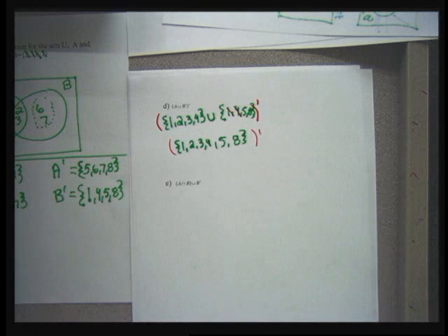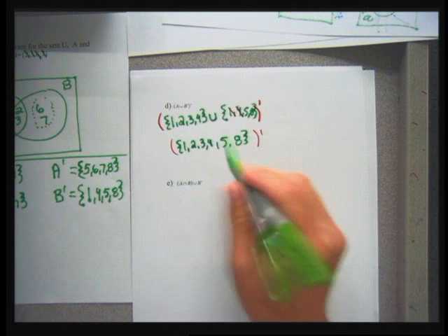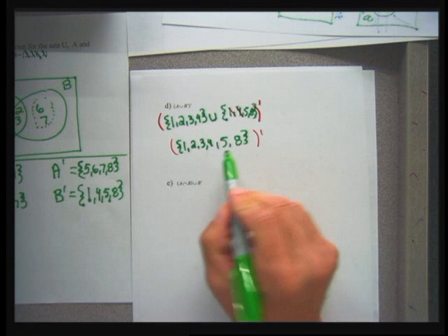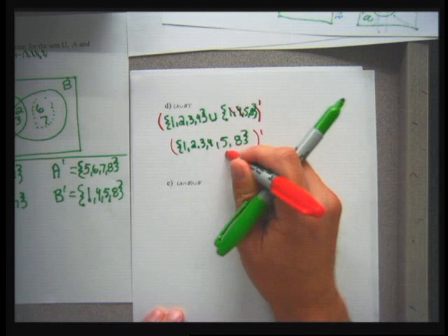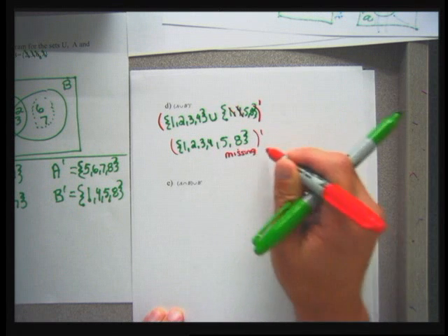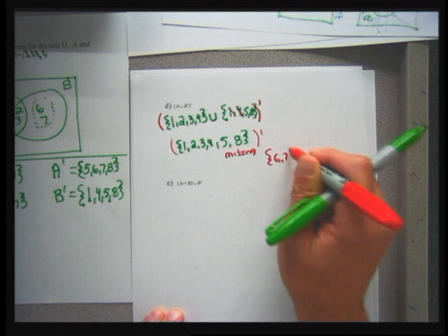There's one more prime I need to do. I need to define what that set is, and now I need to take the prime of it. The prime of it is every number in the universe that's not in this set. The universe contains the numbers 1, 2, 3, 4, 5, 6, 7, and 8. This set right here is missing 6 and 7. The prime is basically what it's missing from the universe, and that's what the answer to this is going to be.